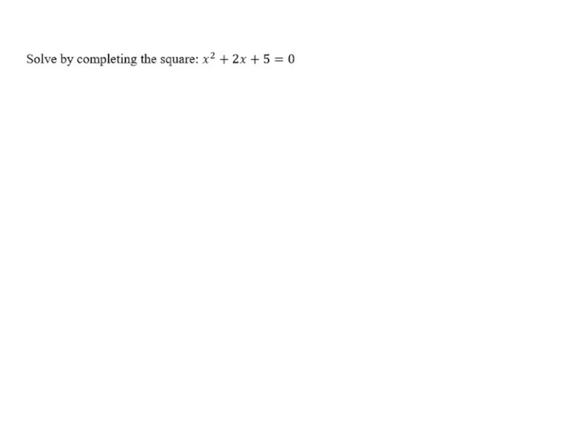Solve by completing the square. x squared plus 2x plus 5 equals 0. First, we want to move the constant term to the other side of the equation. We can do that by subtracting 5 on both sides. This gives us x squared plus 2x equals negative 5.